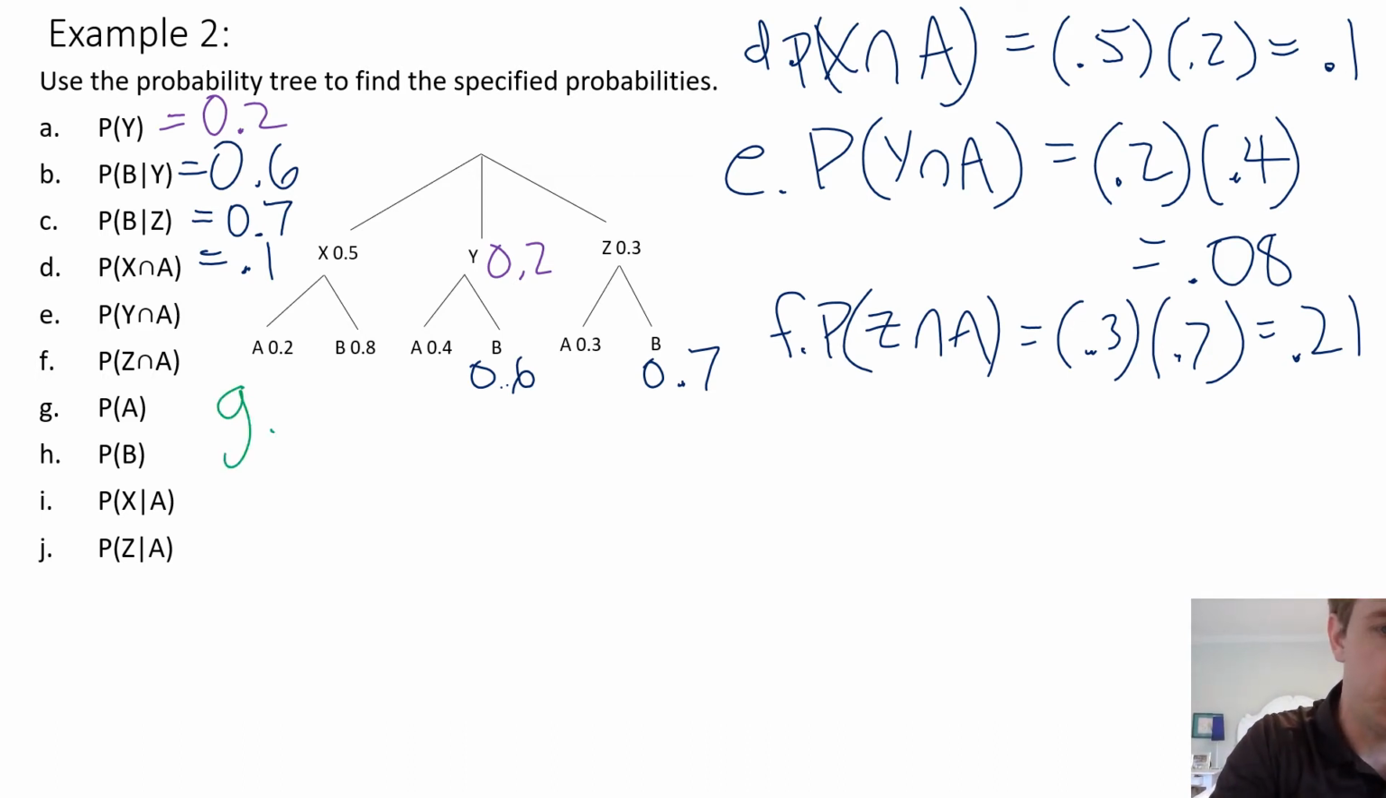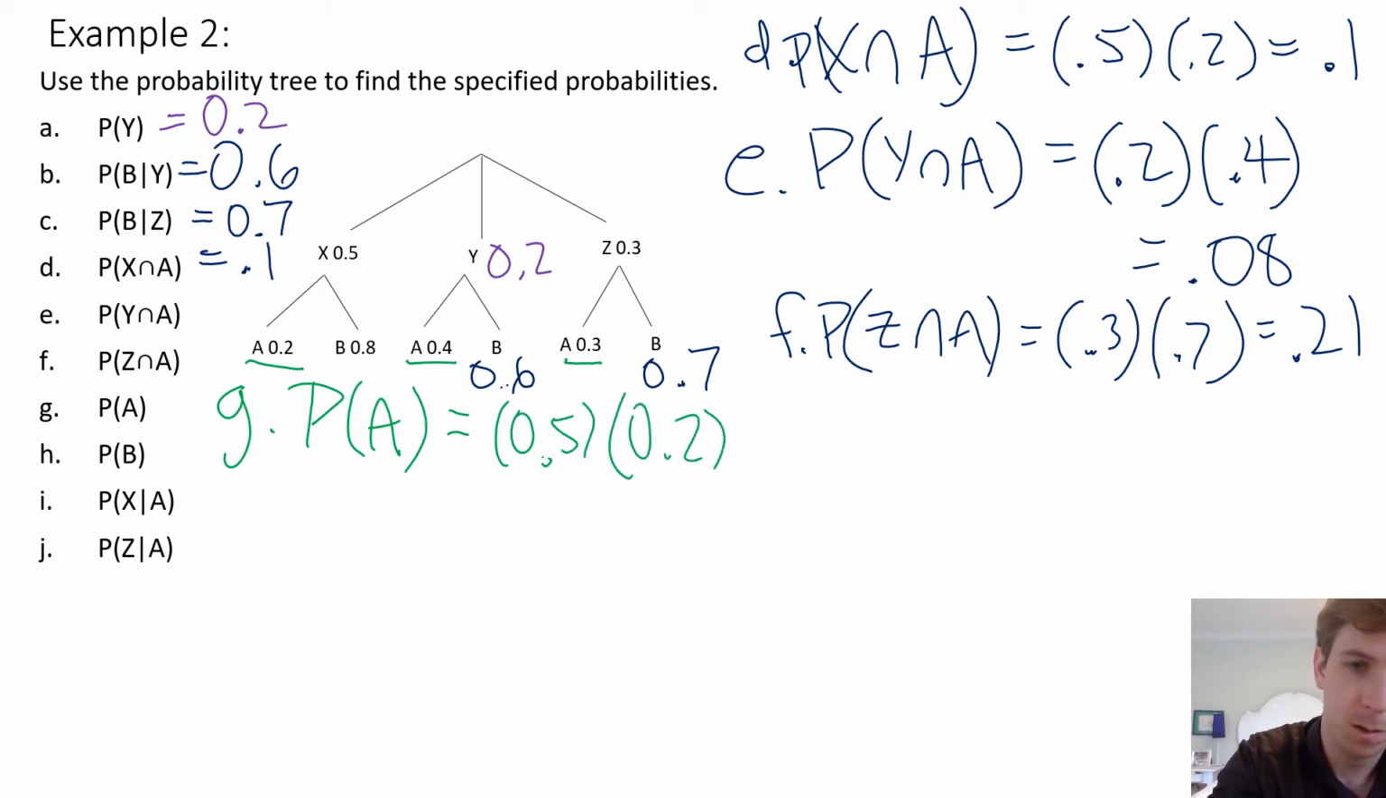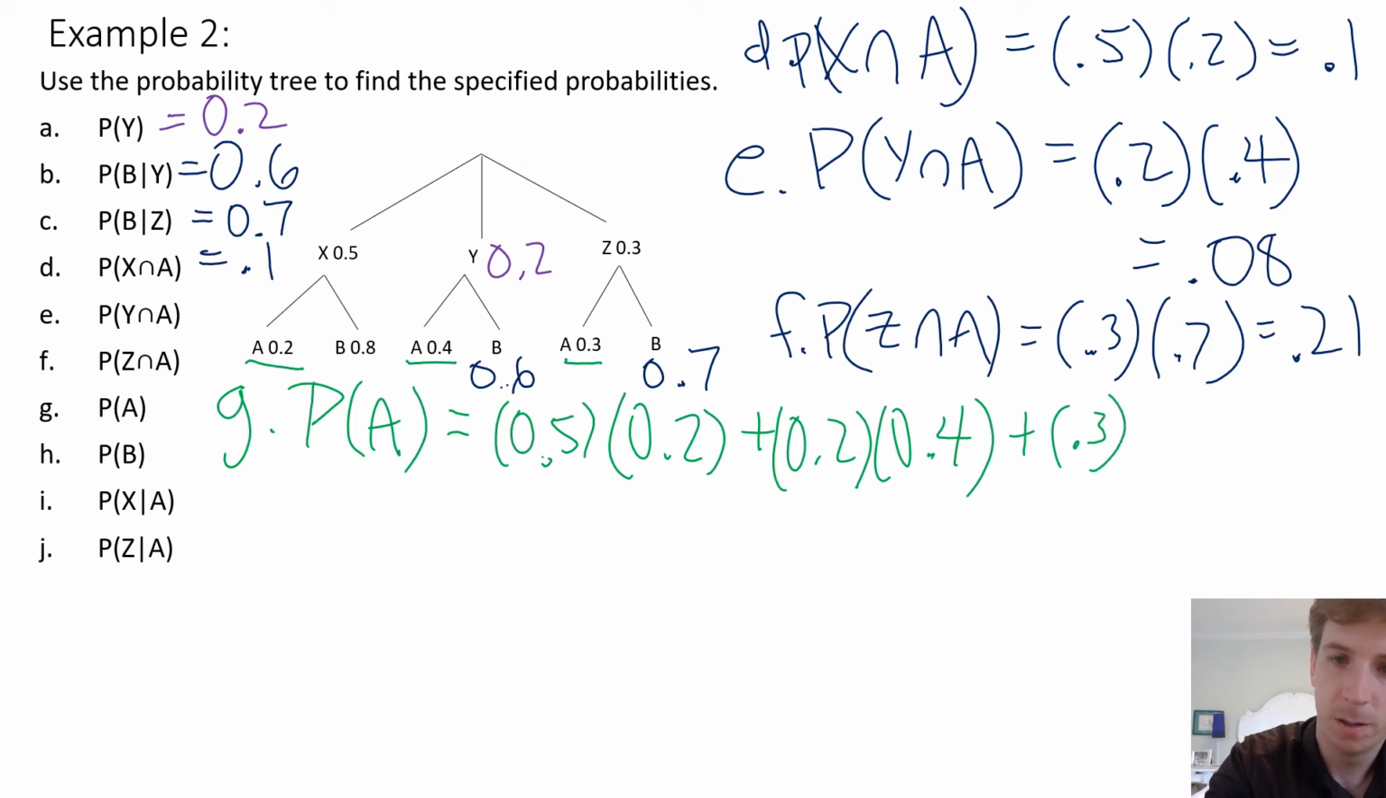For part G, the probability of A, we're going to have to multiply down all the branches that end in A, and then add all of those outcomes up. So going down X, we'll have 0.5 times 0.2, plus, for Y, we'll have 0.2 times 0.4, and then for Z, we'll have 0.3 times 0.3. Let's just throw that in the calculator so we can move quickly.